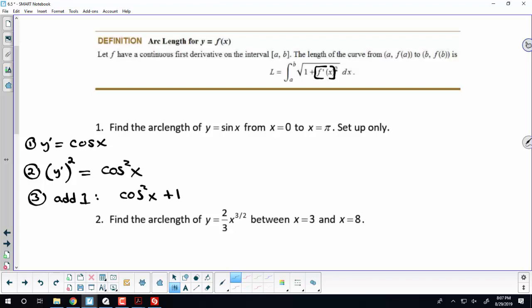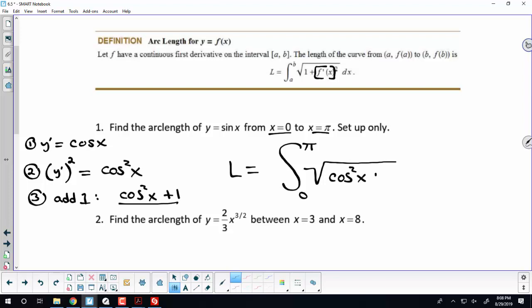So you just have to remember the arc length formula. In computing the arc length, I need to say that it's the integral from, I'm given, 0 to pi of the square root of 1 plus my derivative squared, however you want to write that, with respect to x. So that's the setup to compute the arc length.